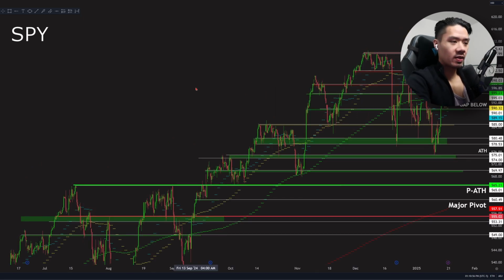Now looking back with all my levels that I charted, you can see that from earlier the level I marked off was a big level, which was the 565. This was the previous all-time highs that it couldn't break through.